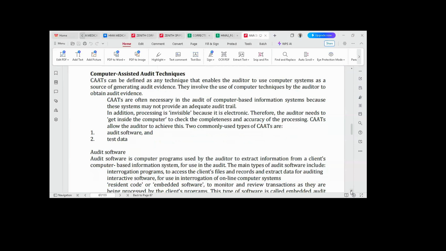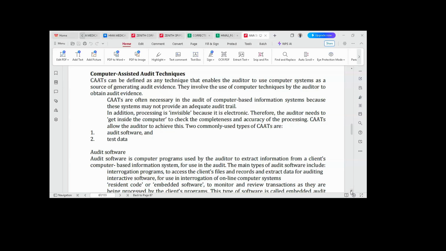When you talk about the interrogation programs, what it means is that when you write those programs, that syntax, from the programs you have written, it will extract information from the client system, on the client files, and record. You'll be able to extract information from them. Like I said, it's not every auditor that can do it.